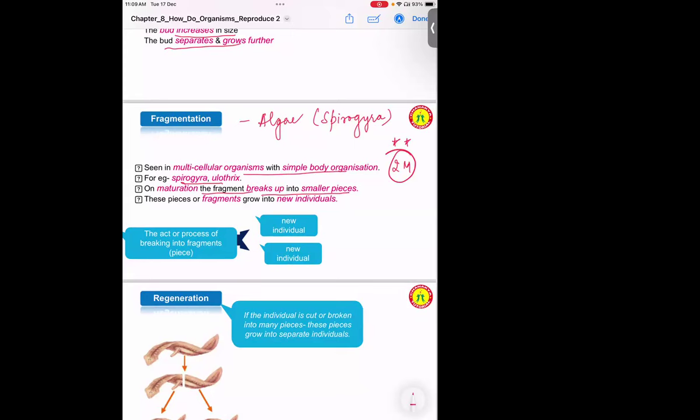So the simple answer you should write is: upon maturation, the fragments break up into smaller pieces, or we can say that the Spirogyra fragments will break down into smaller pieces. These pieces of fragments will grow into new individuals. So that is how it works.